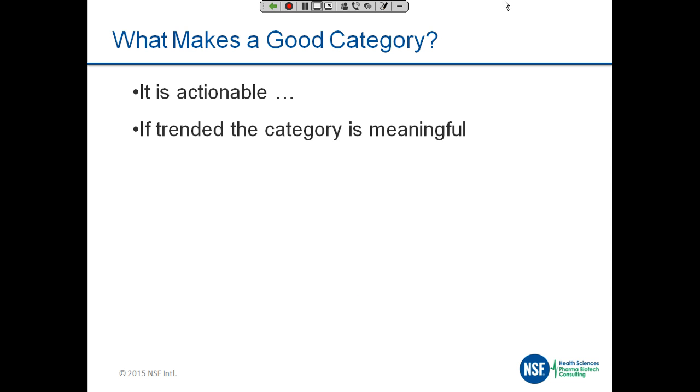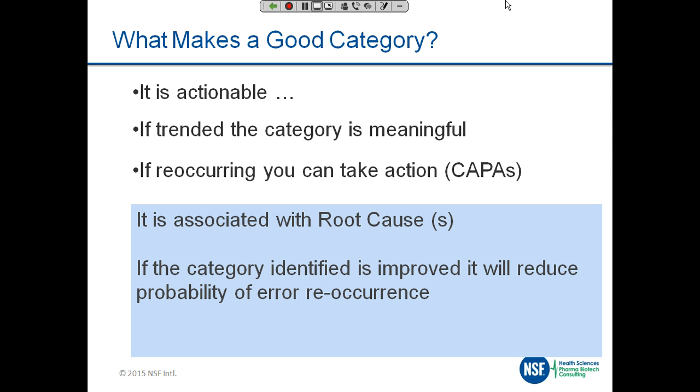So to summarize on this topic of categories, I would like to just put forward that it has to be actionable, it has to be meaningful, and if it reoccurs, you need to be in a position to take action. So that means that it's associated with root cause. So your root cause categories, those that were presented earlier, are more meaningful than the higher level categories. Whereby if that category has been identified and it's improved, you're going to reduce the probability of error reoccurrence.